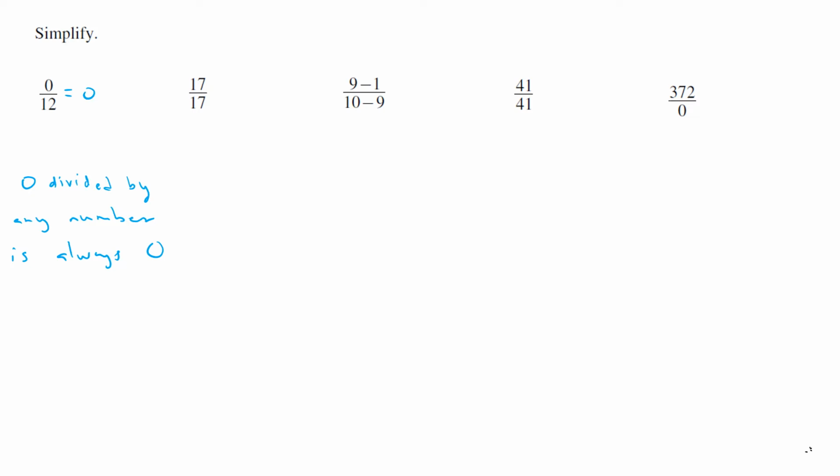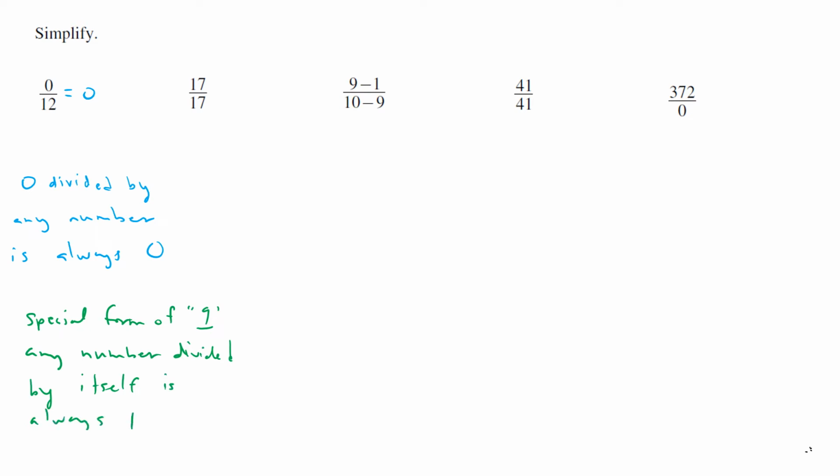Alright, and then our next example here, this is actually a number divided by itself, and this is what I like to call a special form of 1. Any number divided by itself is always 1. So 17 divided by 17 is going to equal 1.